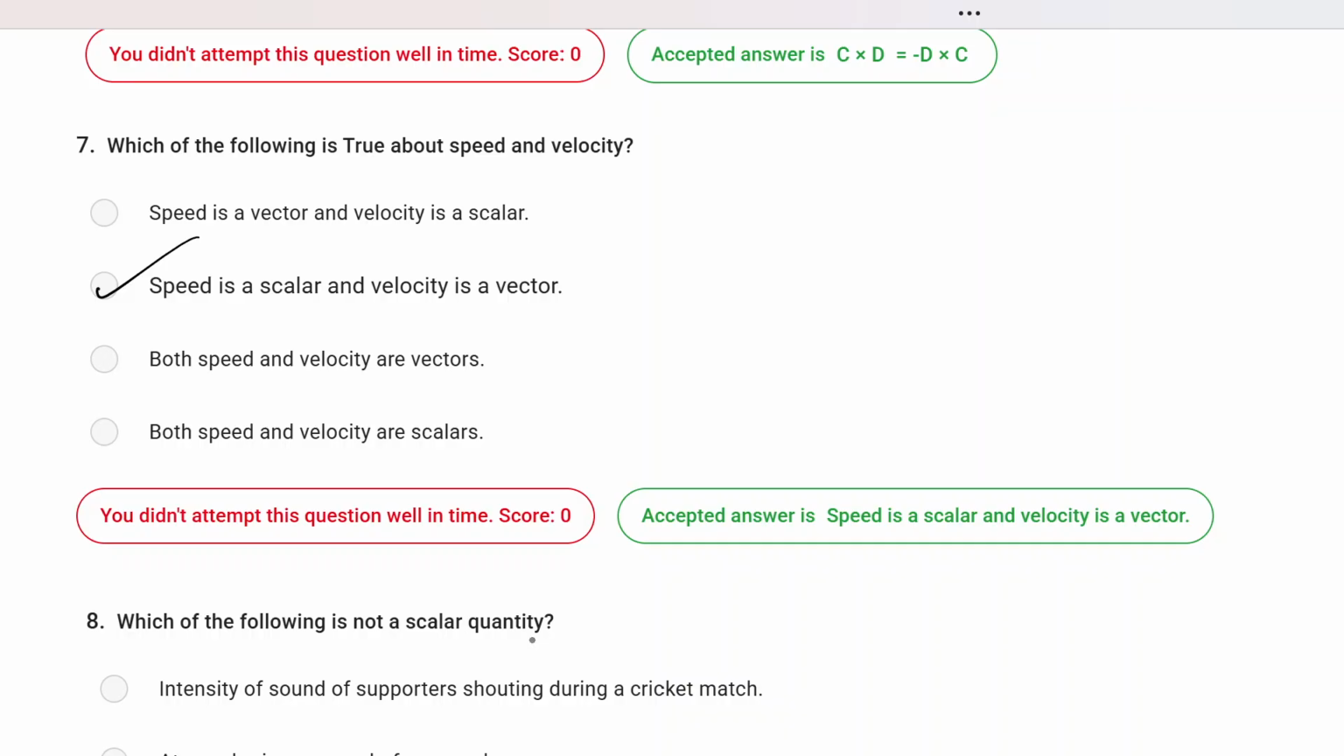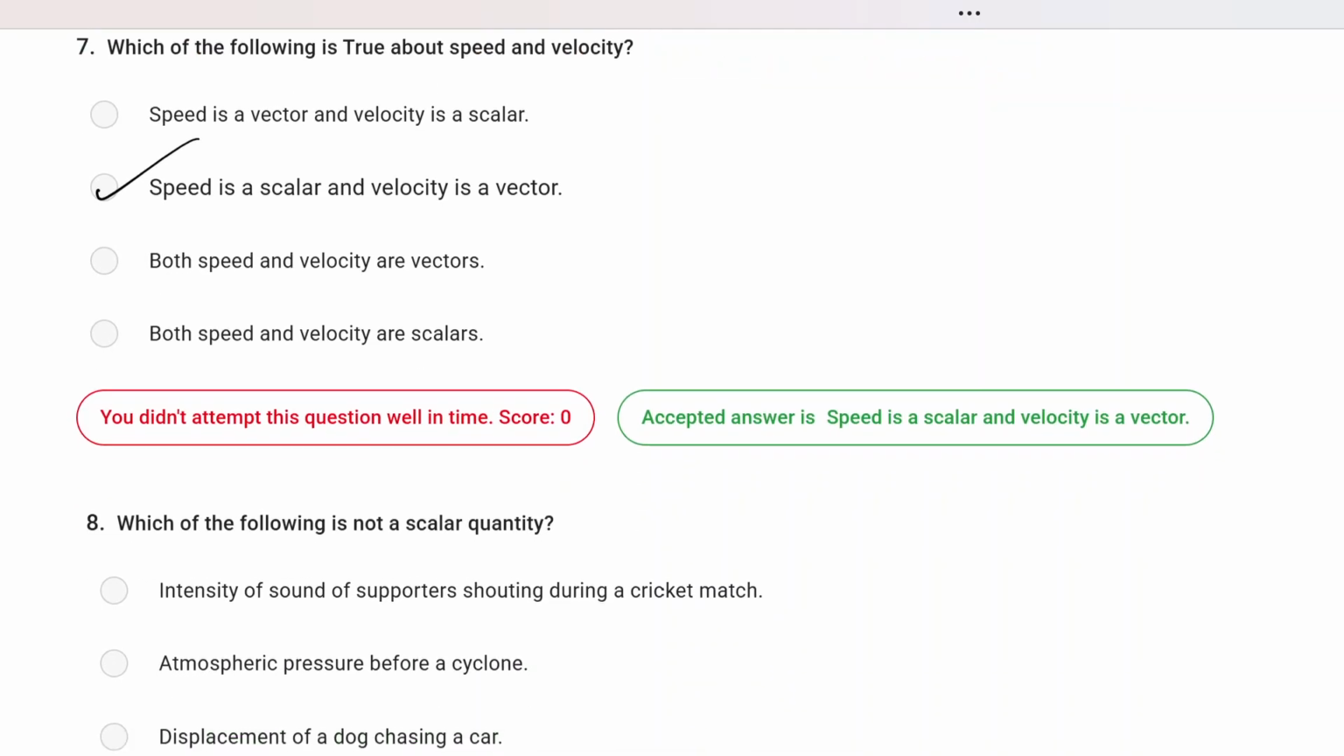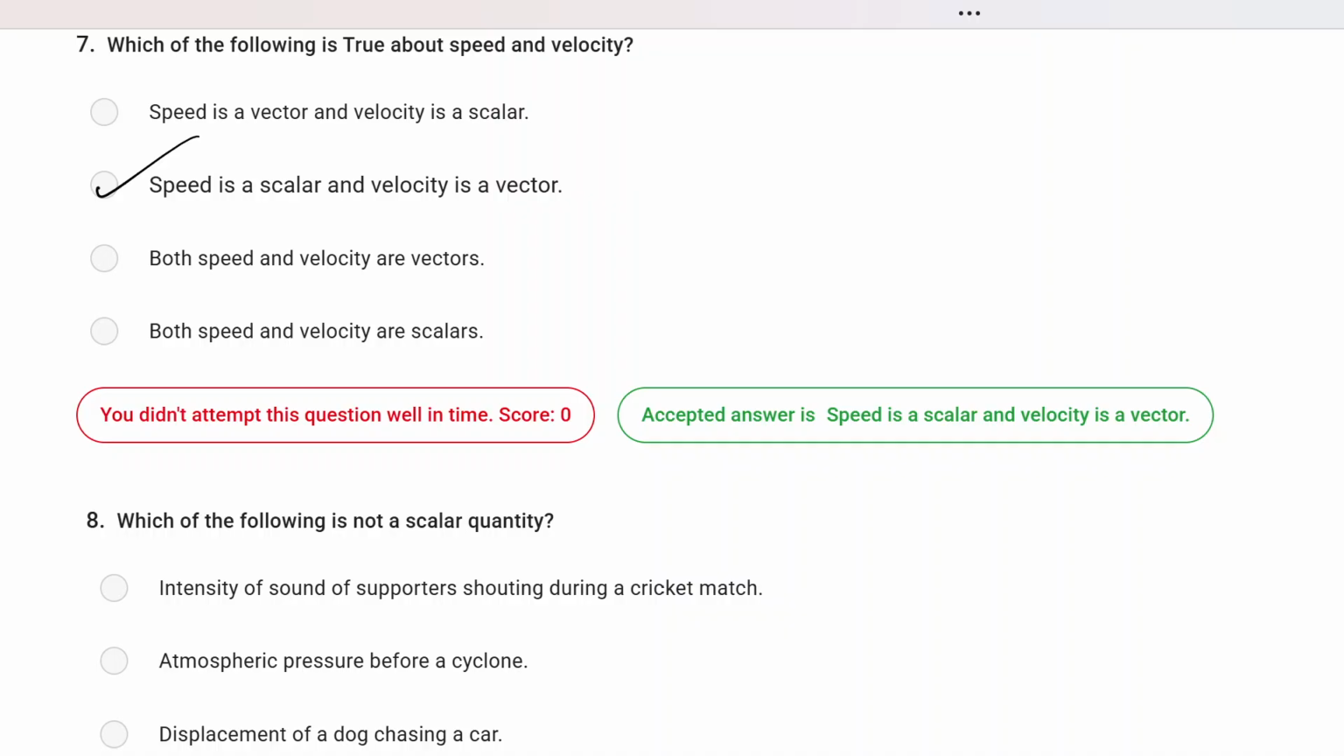Now question number 8 is the last question, which of the following is not a scalar quantity? First one is intensity of sound of supporters shouting during a cricket match. Think of it like this: whenever somebody is shouting, how will you measure it? You will say how loud they are. So the intensity is something that you measure by the value, not the direction. You do not say that they are screaming in the direction of north or something. That is completely invalid, right? So this is a simple idea that intensity of a sound cannot be a vector. This is a scalar, obviously.